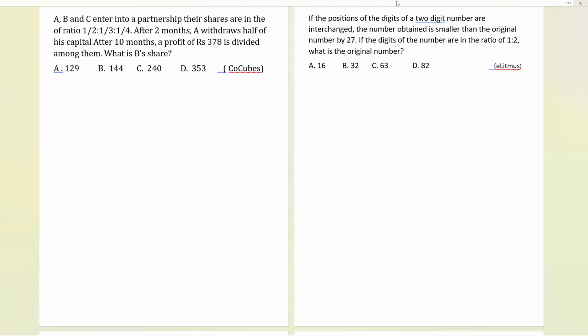I appreciate. Now let us see over here that A, B, C are again friends and they are in a partnership. Their shares are in the ratio 1/2, 1/3, and 1/4. Suppose these three persons have gone to Shark Tank India, and from there they have got the funding. Now they are running in the partnership, so A is to B is to C is 1/2, 1/3, and 1/4.